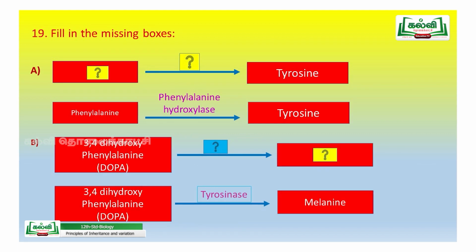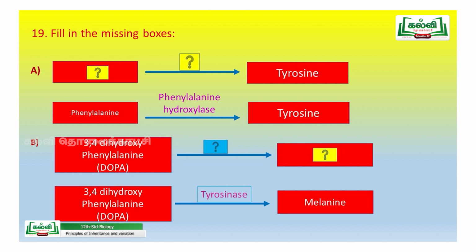The missing boxes. You have the reactions in your textbook. They will give some blanks like this and give one word, and you have to fill those things. Here the question is, tyrosine is given, the other 2 are not given. The answer for this is phenylalanine.